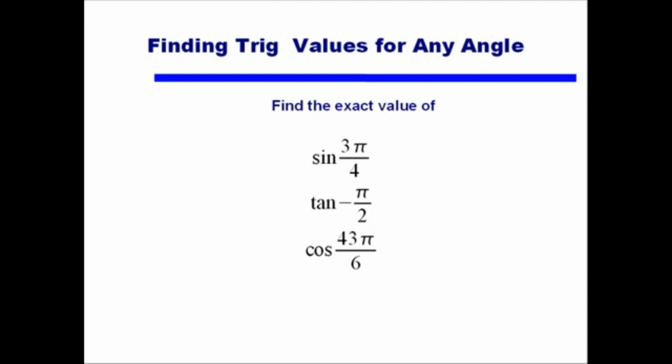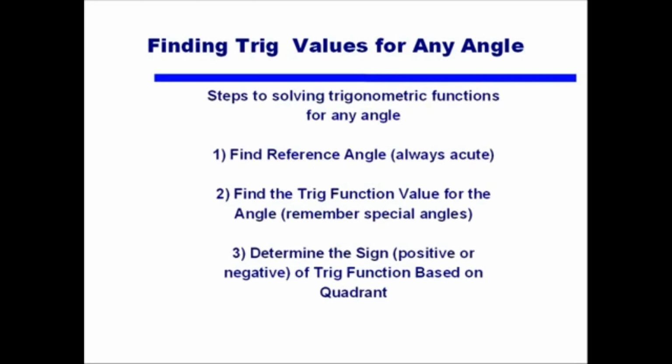Find the exact value of sine of 3 pi over 4, tangent of negative pi over 2, and cosine of 43 pi over 6. The steps we're going to follow are exactly like the ones we followed when we had our angles given in degrees. We're going to find the reference angle. Again, that's always an acute angle. We'll find the trig function value for that reference angle. And finally, we need to determine the sign, whether the trig function is positive or negative based on the quadrant that the terminal side lands in.